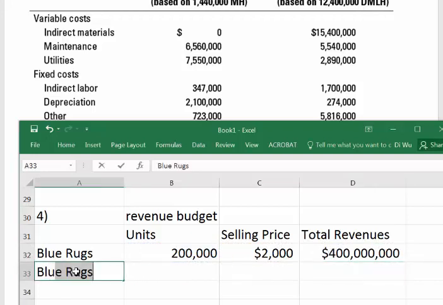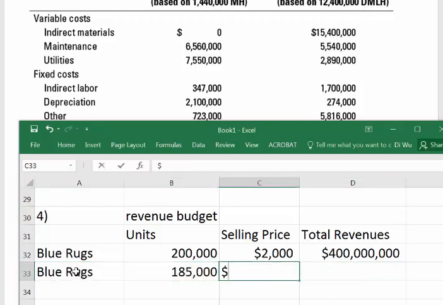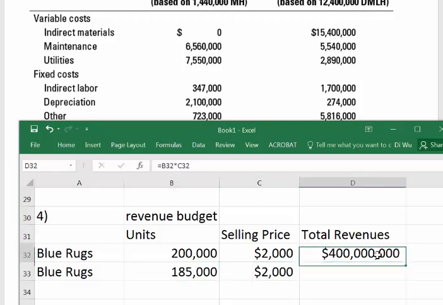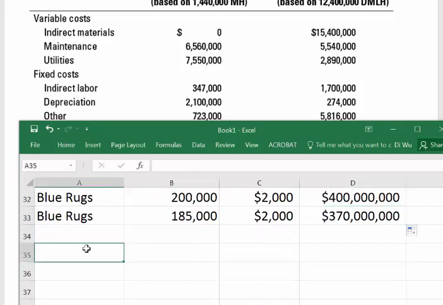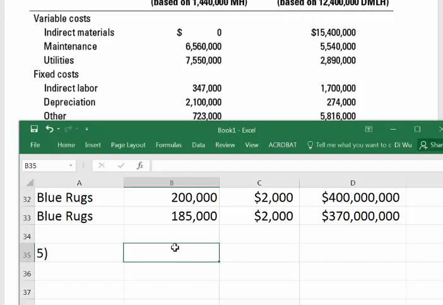The next is when you have 185,000 units. The selling price is also the same, $2,000. The total revenue is a similar calculation, but you end up with a different number: 370 million. It's a little less. So that concludes part 4. Part 4 is probably the easiest one.